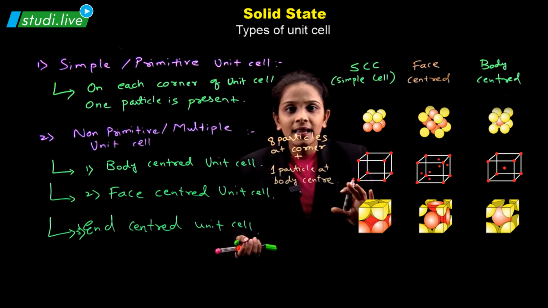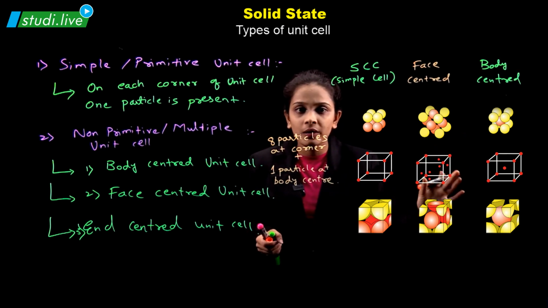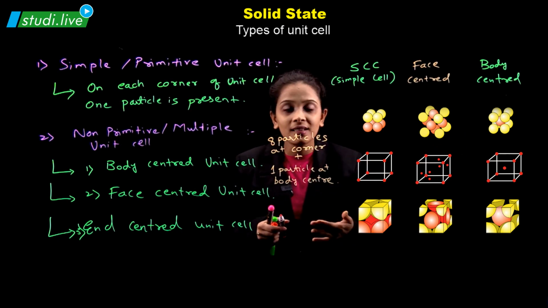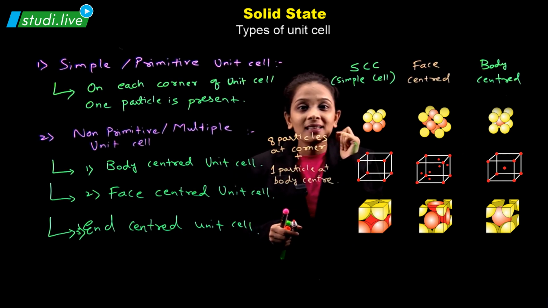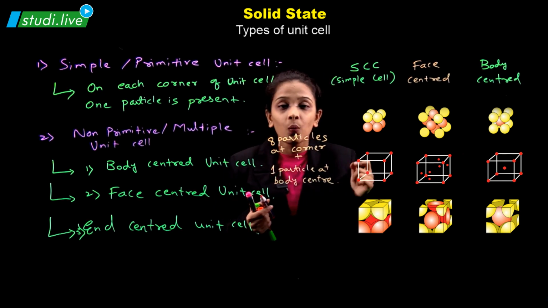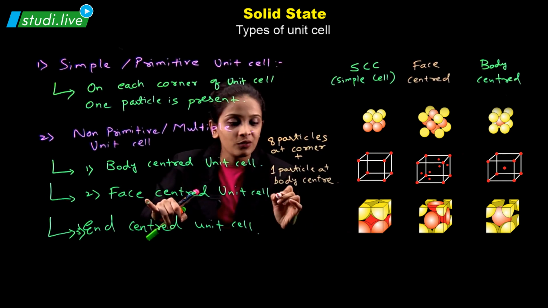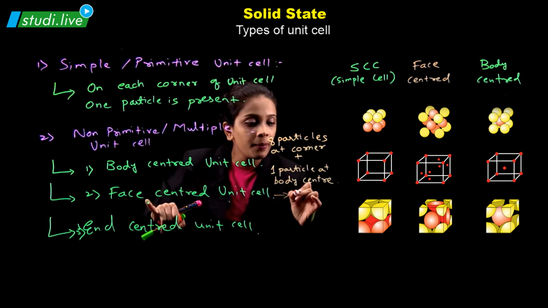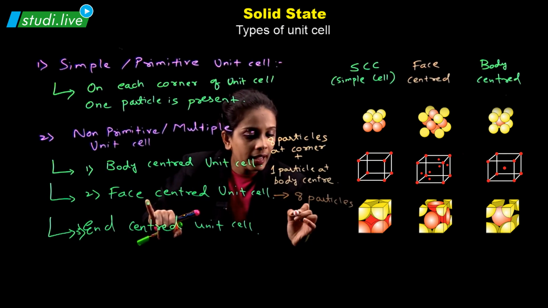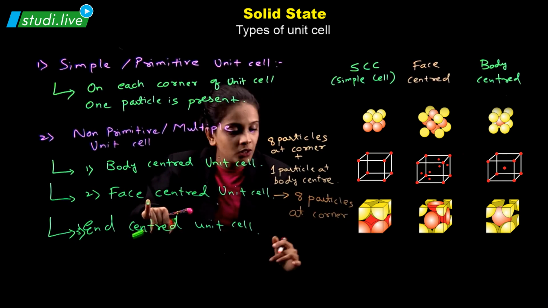So just like the simple, they have one particle on each and every one of the 8 corners, and apart from that, in a cube, how many faces are present? We can say that there are 6 faces. Yes, and on each and every one of the 6 faces we have one particle each. So let's write this part also for the face center, important part. 8 particles at all the 8 corners, so one corner, one particle each.